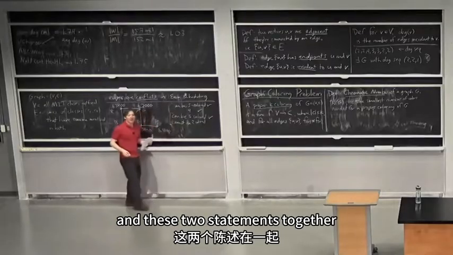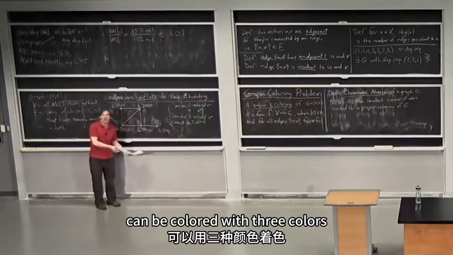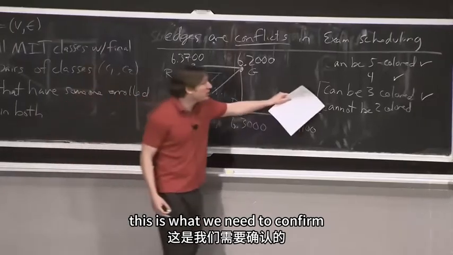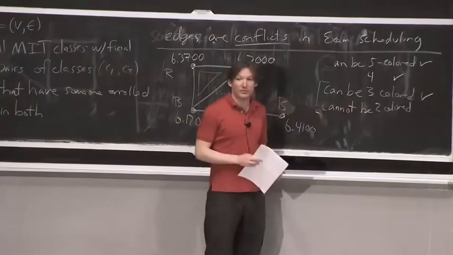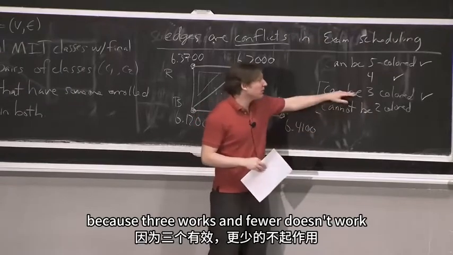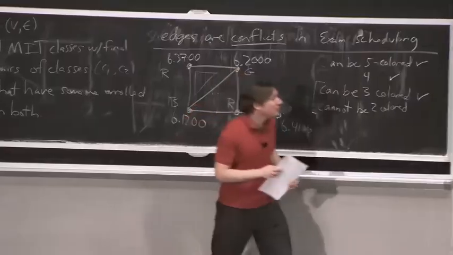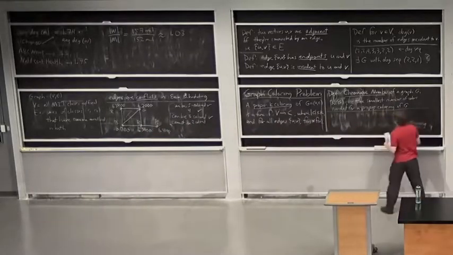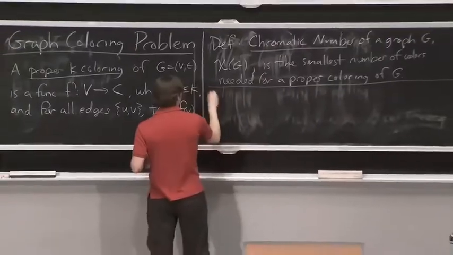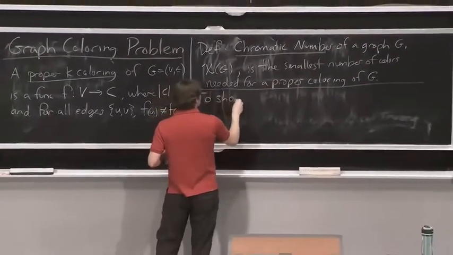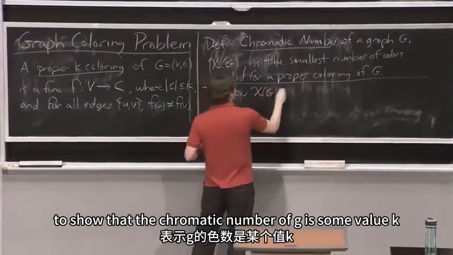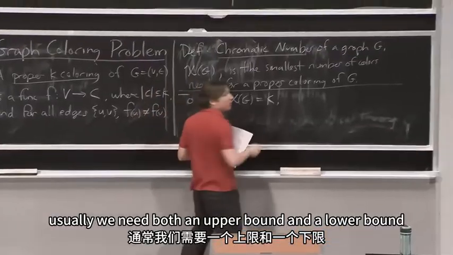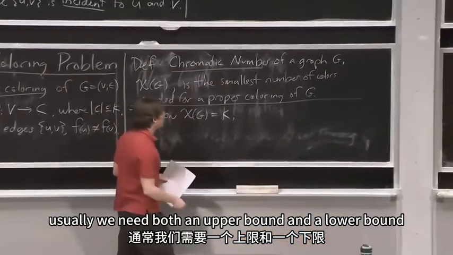And these two statements together, can be colored with 3 colors, cannot be colored with 2 colors, this is what we need to confirm that the chromatic number is 3. 3 is the smallest because 3 works and fewer doesn't work. And I want to emphasize that. In general, to show that the chromatic number of G is some value k, usually we need both an upper bound and a lower bound.